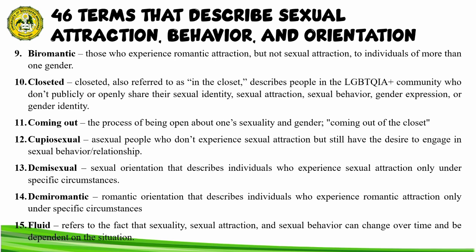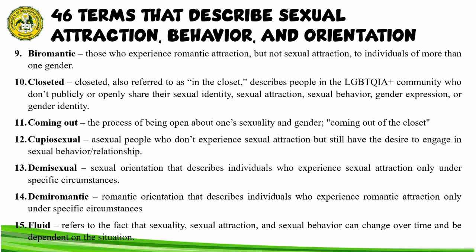Now, we have demiromantic. Demiromantic is a romantic orientation on the aromantic spectrum that describes people who do not experience romantic attraction until they form a strong emotional connection with someone. This means that they may not find anyone romantically attractive until they have gotten to know them on a deep level and developed a strong emotional bond.